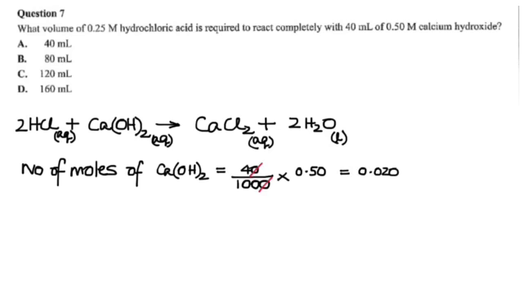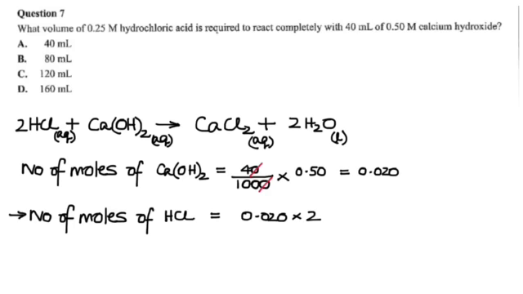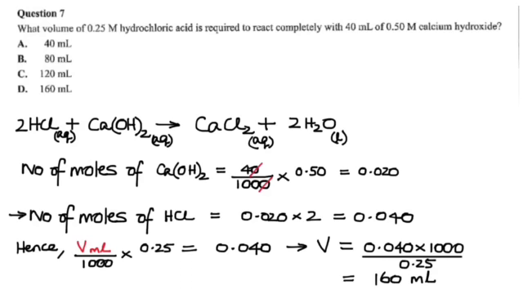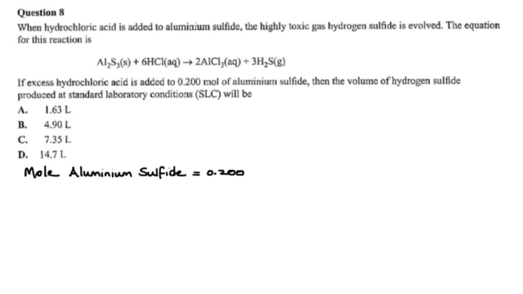Now the number of moles of calcium hydroxide is 40 thousandths times 0.5 moles per litre, which gets us 0.020 moles. Therefore the moles of hydrochloric acid is exactly twice that, which is 0.040 moles. Therefore the V of hydrochloric acid over 1,000 times 0.25 moles per litre concentration of the hydrochloric acid gets us 0.04. Solving for V, we get 160, which looks like option D. Okay, great.